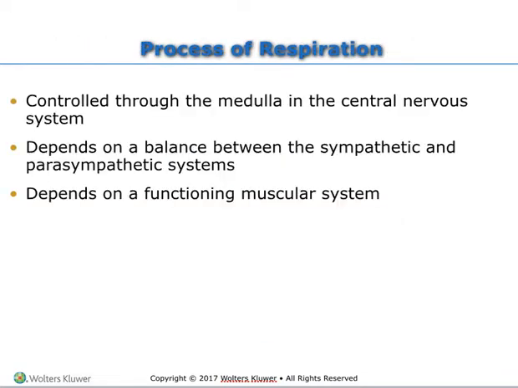so breathing, the process of respiration, breathing in and out. It's controlled by our central nervous system, and it depends on a balance between the sympathetic and parasympathetic. The parasympathetic nerves stimulate the diaphragm to contract and breathe in. The sympathetic stimulation leads to increased rate and depth and dilation of bronchi. So these things have to be in balance in order for respiration to occur. And then there's also vagal stimulation. There's a vagal nerve, and vagal nerve stimulation leads to bronchoconstriction.